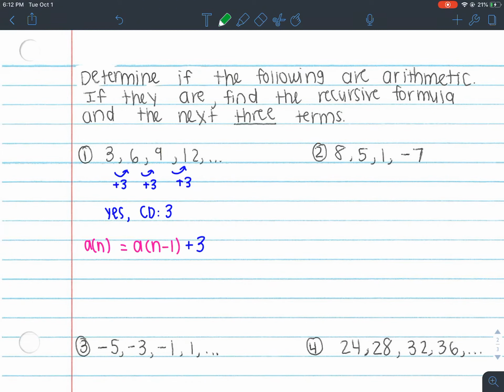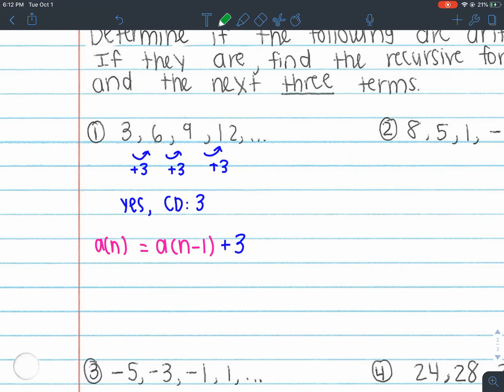So you determined if it's arithmetic, so I said yes. And then it said find the recursive formula, which I did. This is the recursive formula. And then you're going to find the next 3 terms. Well, how many terms am I already given? I'm given 4 terms. So the next term would be the 5th term, so A of 5.